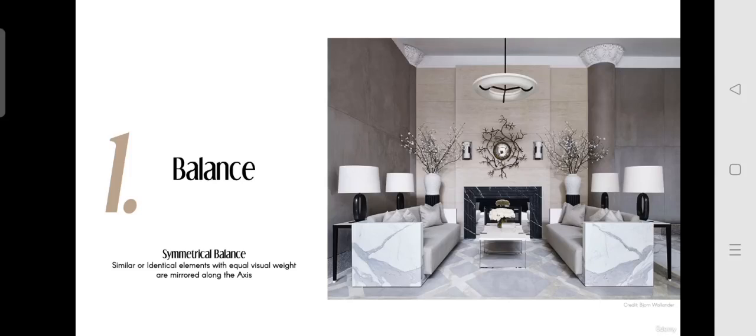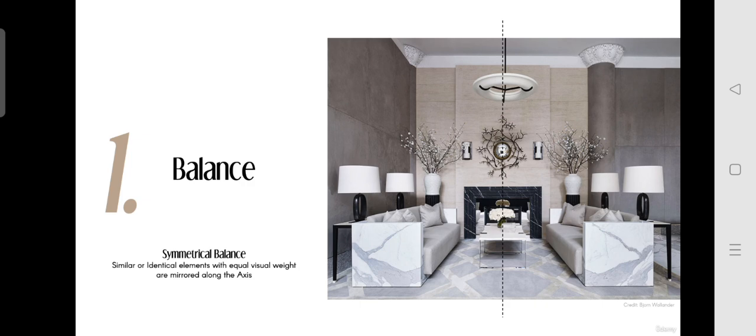First design principle is balance. There are actually three types of balance. The first type is symmetrical balance, meaning that if we visually divided a room in half, the elements on the left side would be identical or similar to the right side. Pure symmetry evokes a very formal feeling, so it's best for rooms such as dining rooms or formal living rooms.